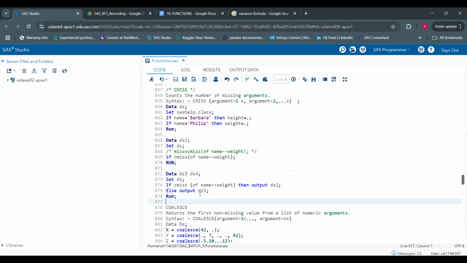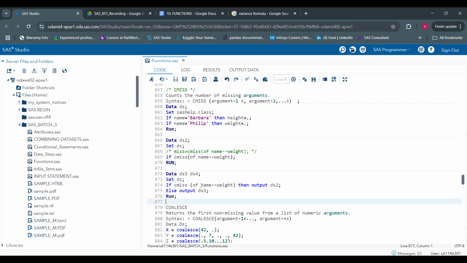Now tell me this. If sim is of name hyphen double hyphen weight, then output DS2, else output DS3. Okay. So now tell me how many records we have in class. Any idea, ma'am? 19, I think. 19. Okay. So how many we have missing values? 2 records. Now tell me how many records will be in DS3 and DS4.